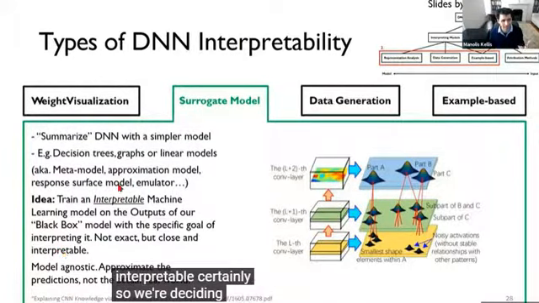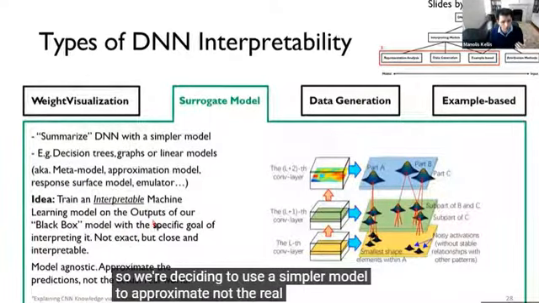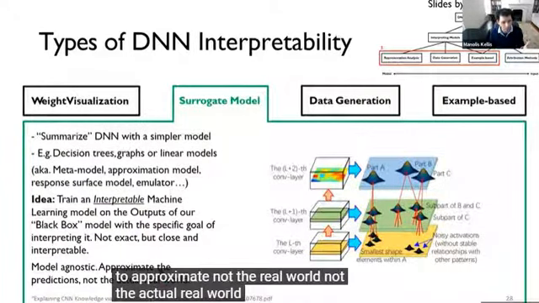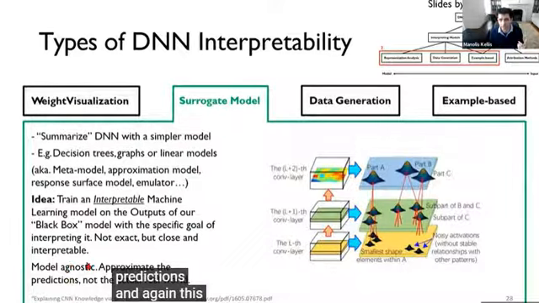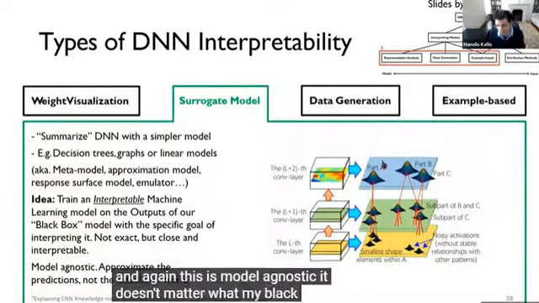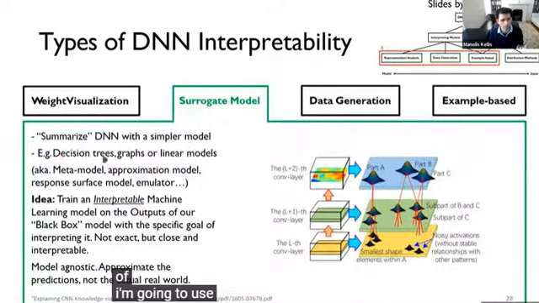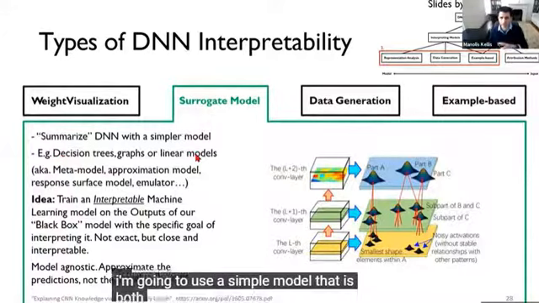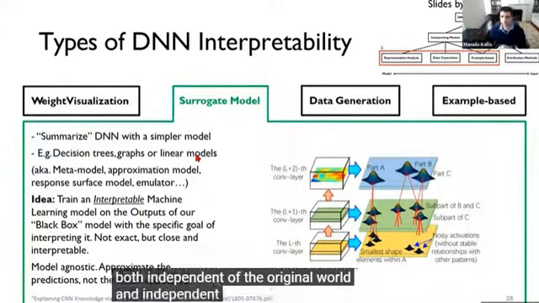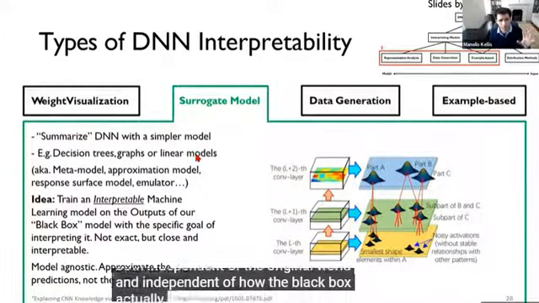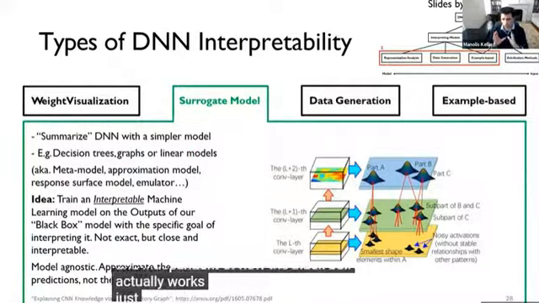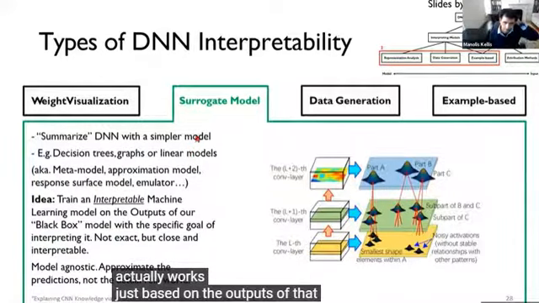So we're deciding to use a simpler model to approximate not the actual real world, but the predictions. And again, this is model agnostic. It doesn't matter what my black box is made of. I'm going to use a simple model that is both independent of the original world and independent of how the black box actually works, just based on the outputs of that.